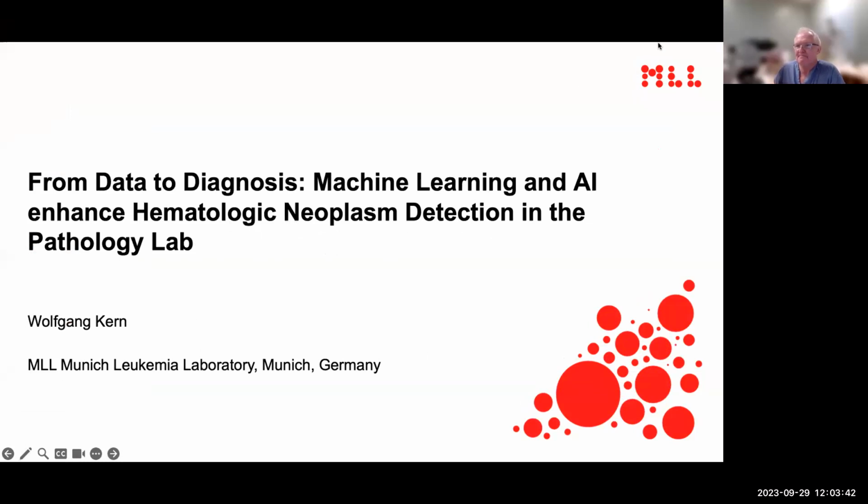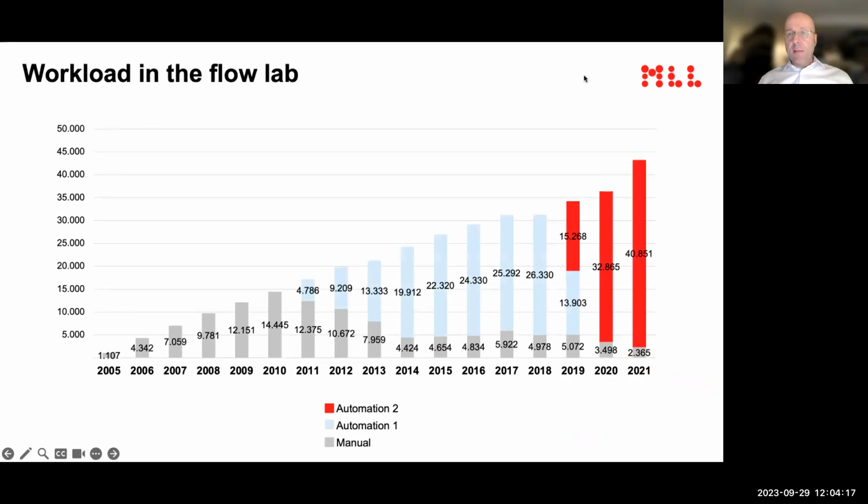Thanks. So I've been asked to refer to the use of machine learning and AI in hematologic neoplasms in the pathology lab. Of course, I'm related to flow cytometry, but as I just said, we have the whole spectrum of diagnostics in our lab and try to apply artificial intelligence anywhere. So I will show you some data from each of them. But please forgive me if I focus a bit more on flow cytometry as compared to the other methods.